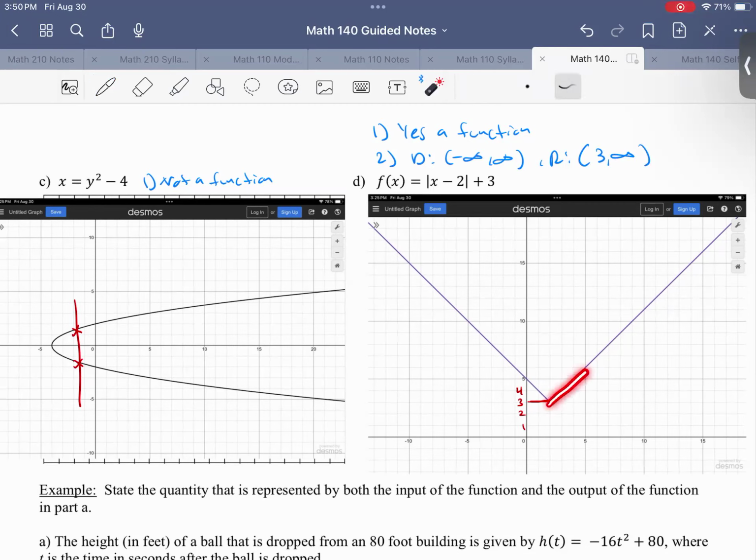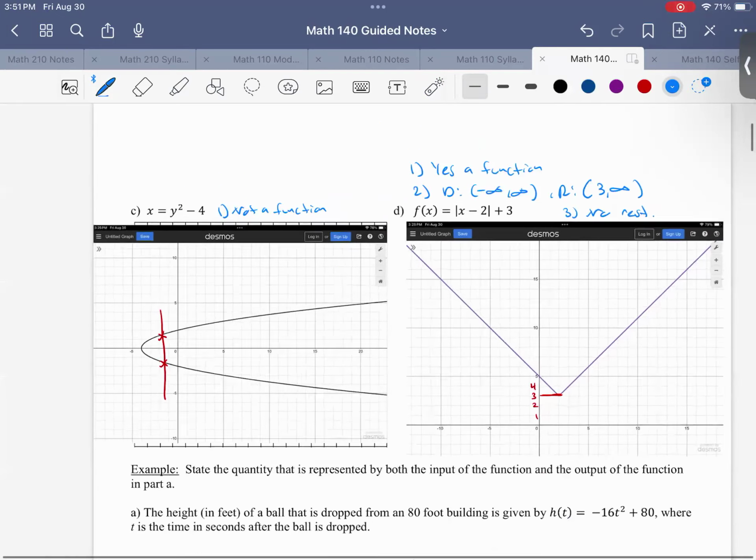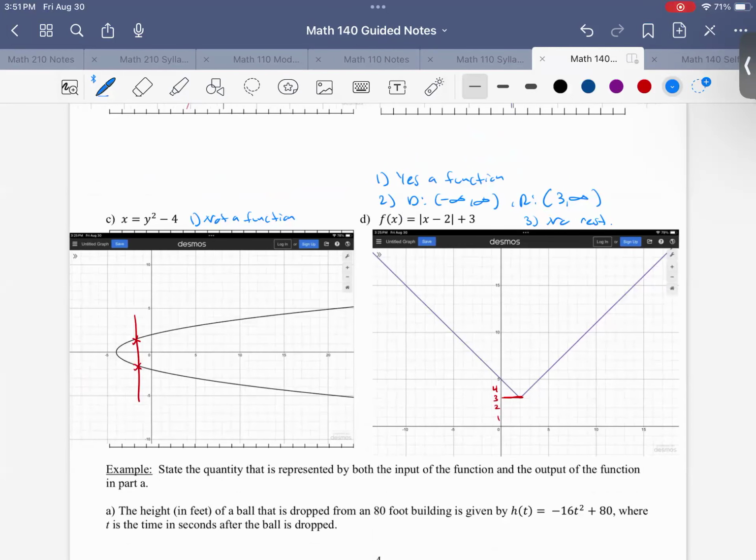So that's why our range will be from 3 to infinity, because the smallest y value is 3, but then it just goes on to infinity. And then any restrictions? No restrictions. Okay, so that's how you would do these problems. I know domain and range is a little tough, so just try your best.